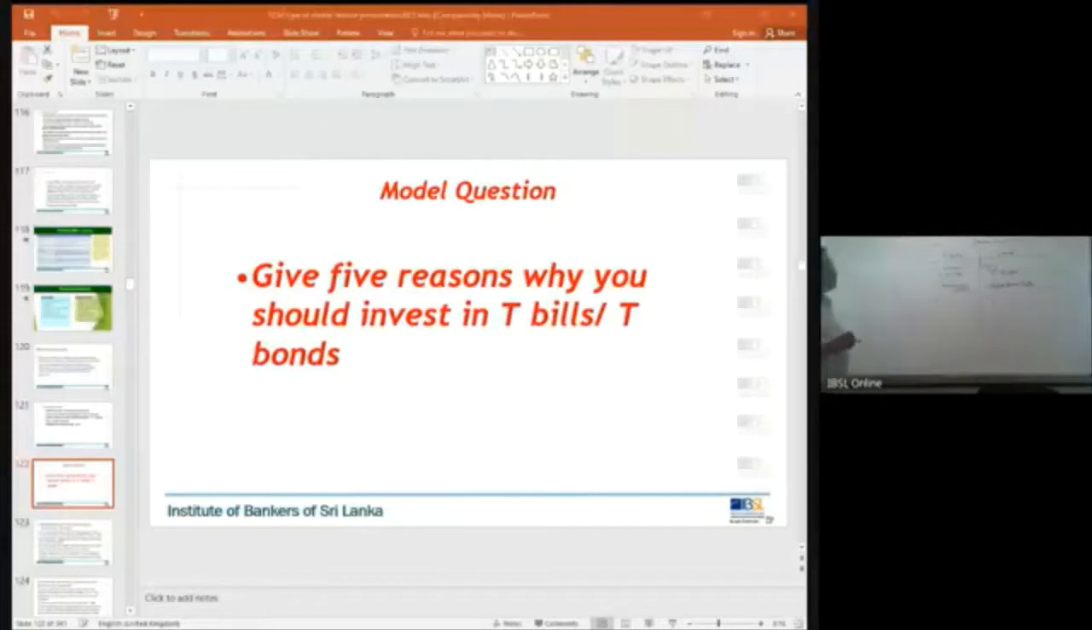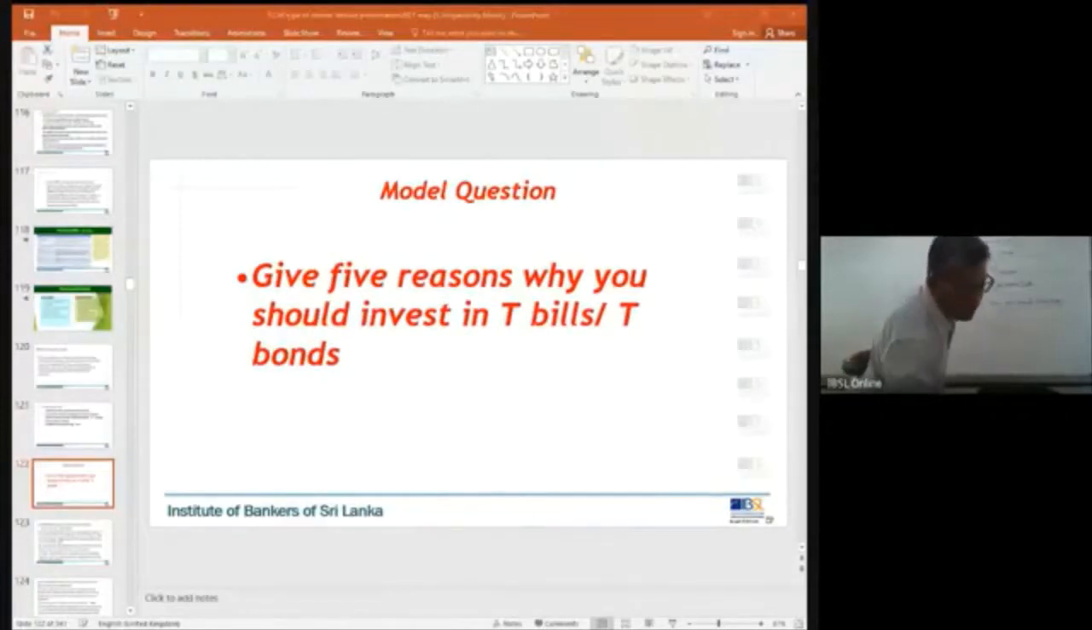Treasury bills are sold at what? At a discount. Treasury bonds offer semi-annual coupon rates, interest to be paid semi-annually, usually. Semi-annual. Right? If you want, you can put that in the note and say treasury bills.